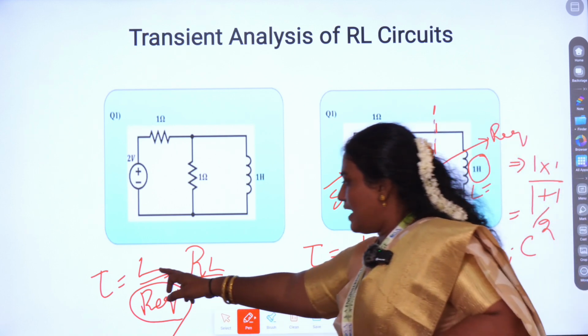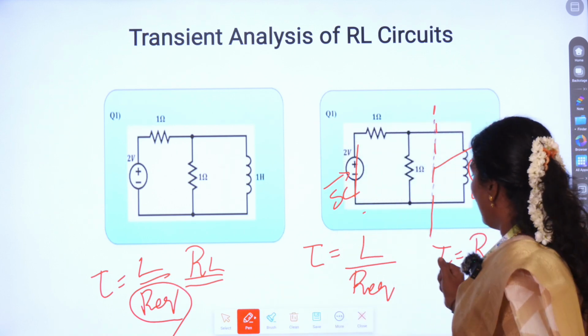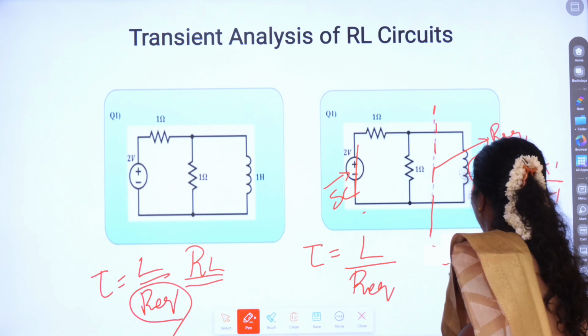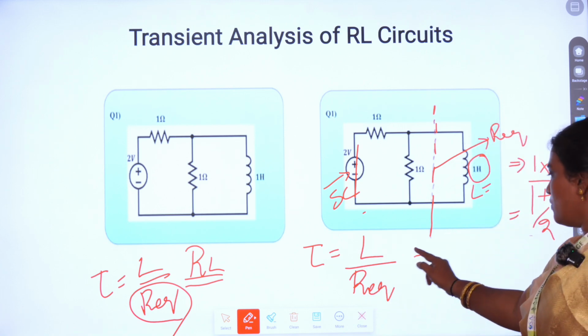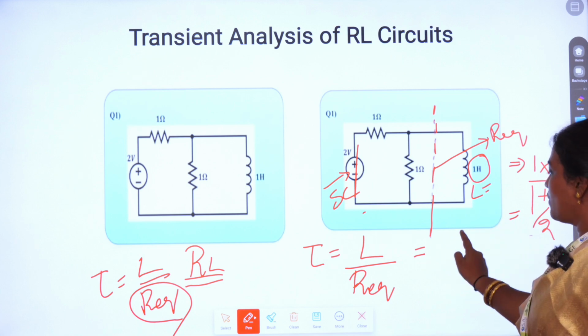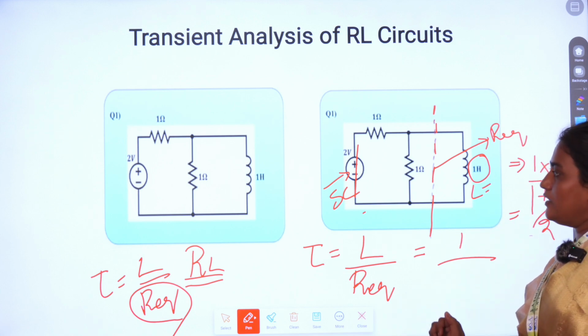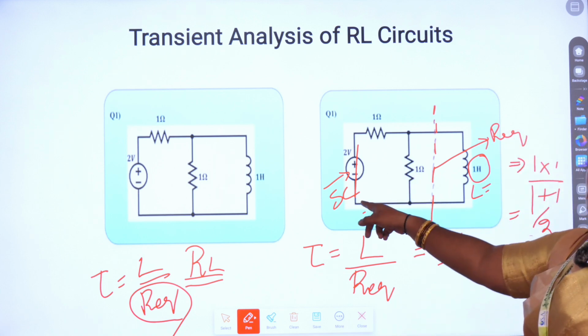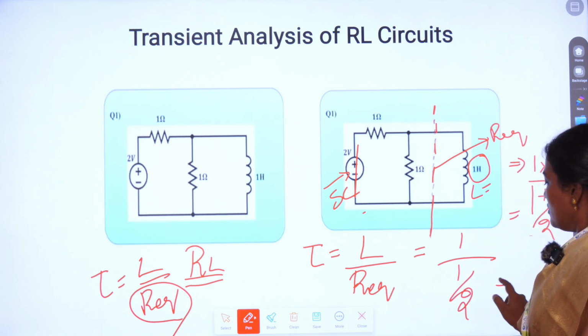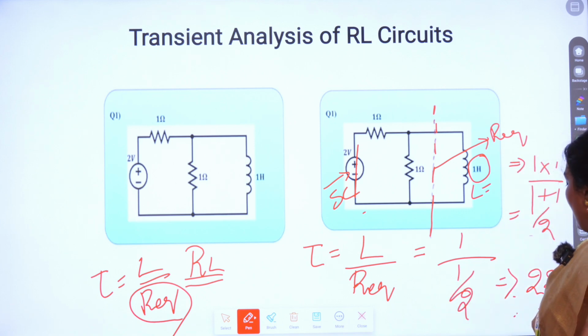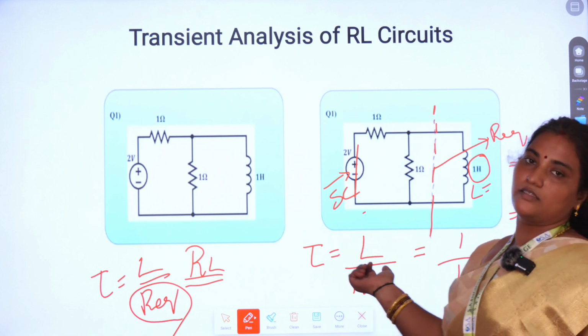So when I have to calculate tau, how can I calculate? It is L by R equivalent. What is the value of L here? L is 1. R equivalent we have calculated by short circuiting the voltage source, that is nothing but 1 by 2. So can I write it as 2 seconds? So this is the answer for this.